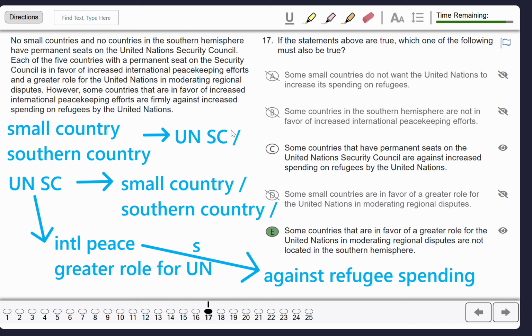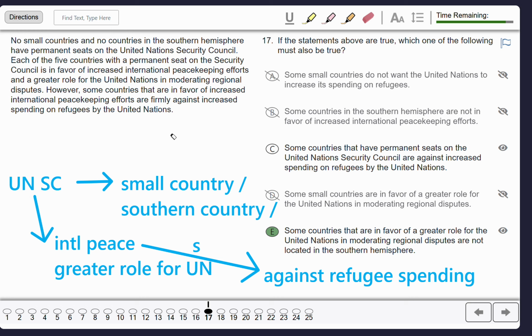In the interest of practice here, though, let's look at it. And I'm just gonna create a little space here. You don't have to do that. Okay. Let's analyze this. Some countries that have permanent seats in the UN Security Council, these here, are against increased spending on refugees. Now, it might look a little bit like it connects, but let's break this down piece by piece. What do we know about countries that are in favor of increased international peacekeeping efforts? Well, we know some of them are permanent members of the UN.